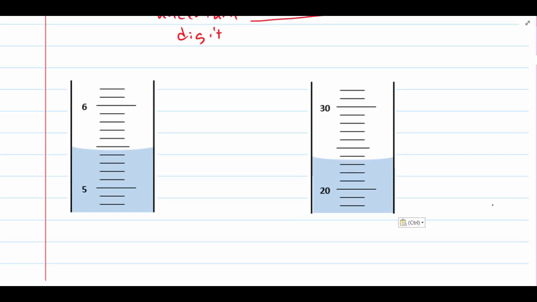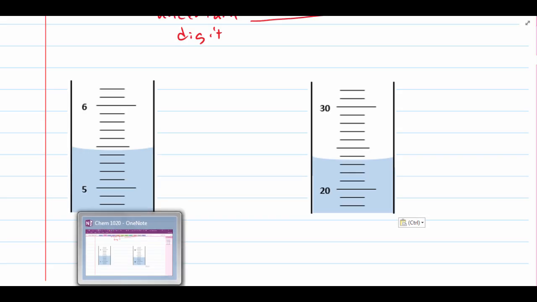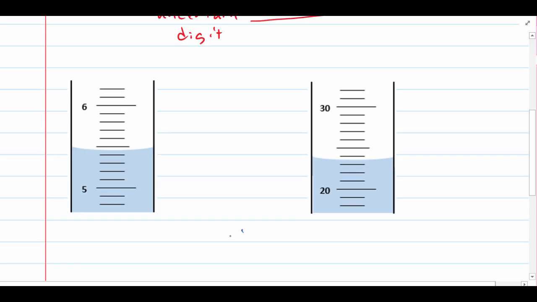So what I'd like for you to do next is to look at these two volumes. These are measured in units of milliliters. Write down what you believe to be the volume in each of these graduated cylinders with the correct number of digits. And when I say the correct number of digits, the last digit should be an uncertain digit. So in right values, we always have all digits certain plus one digit that is uncertain.